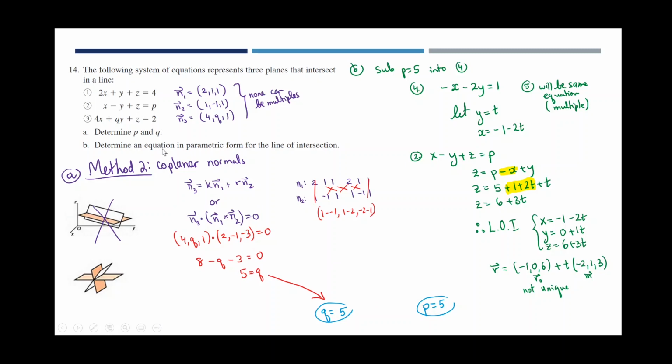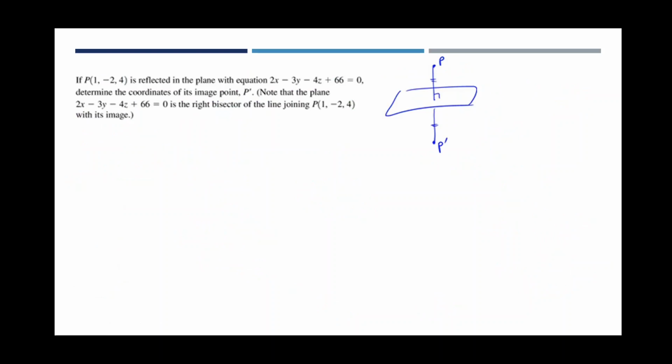Okay, another type of TIFS question I can give you is something like this. So this question says, if a point is reflected in a plane, determine the coordinates of its image point, P prime. So I'm going to actually just call it P1 in my solution, if that's okay. And there's a note that the plane is a right bisector of the line P with its image. So that's what it's showing here. There's a 90-degree angle, and this line segment is the same length as this line segment on the bottom.